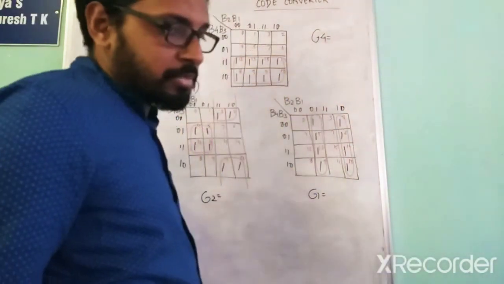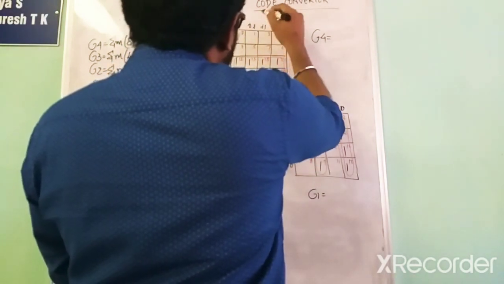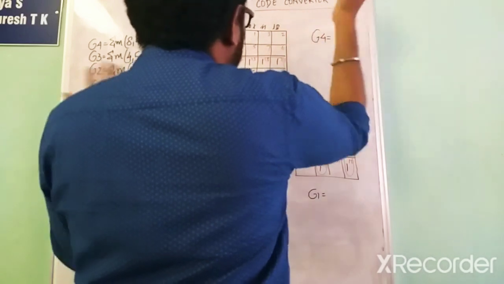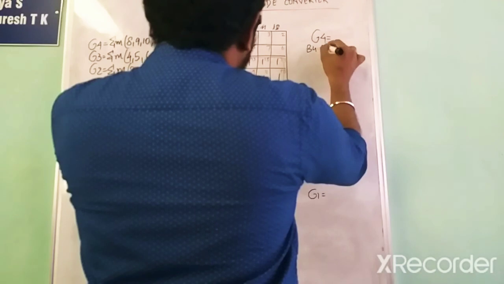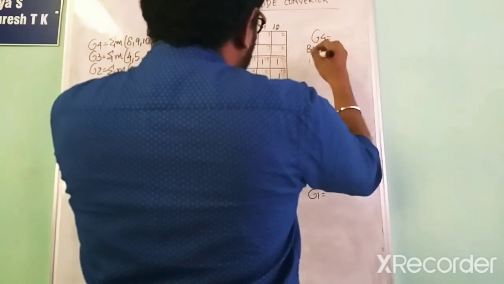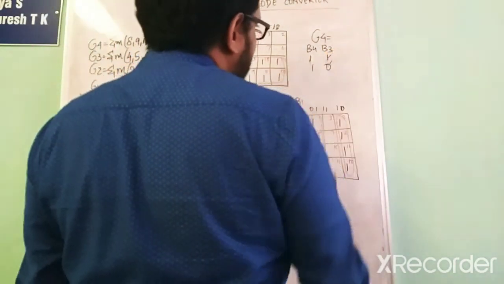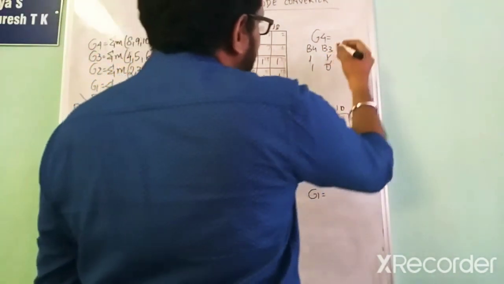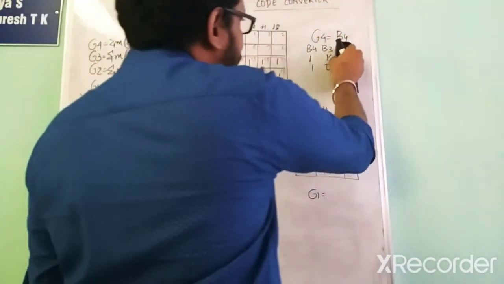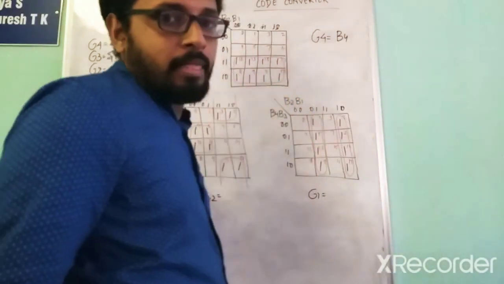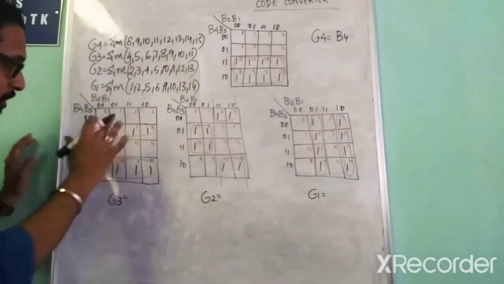Okay, project it leftwards. No B2 and B1 terms, as this can be cancelled with this, with this, with this. Okay, project it leftwards. We have B4 and B3, we have 1 1 and 1 0. Okay, this can be cancelled, so just B4 will be there, so we get the result as G4 is equal to B4. Got it?